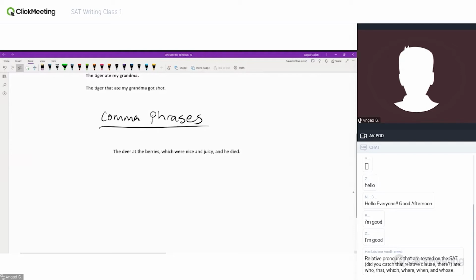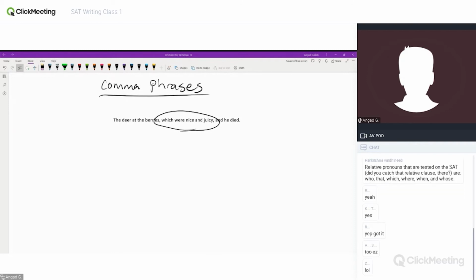You see here how we have this somewhat unnecessary information that we can just cross out, but it's set off by commas. The deer ate the berries and he died, right? If you cross this out, the sentence still flows well. It doesn't sound too awkward, right? So we can acknowledge that this is a comma phrase. Do you guys get that? Too easy.